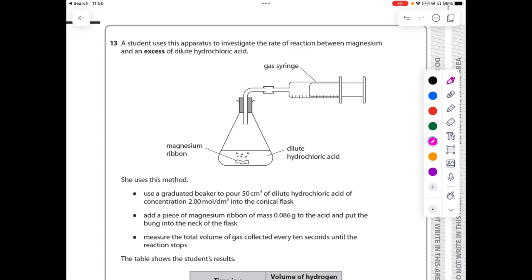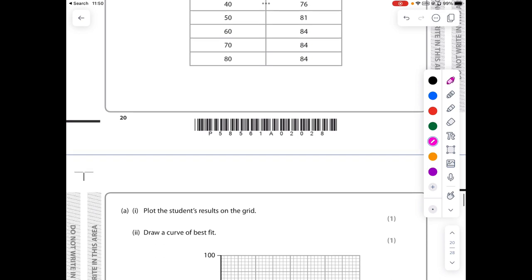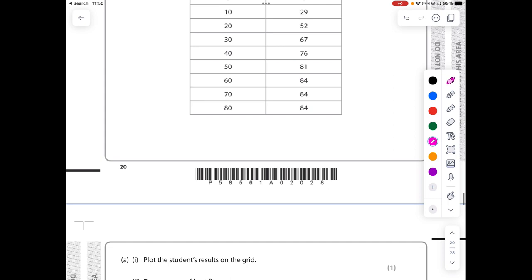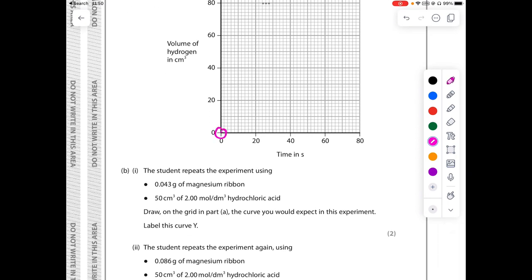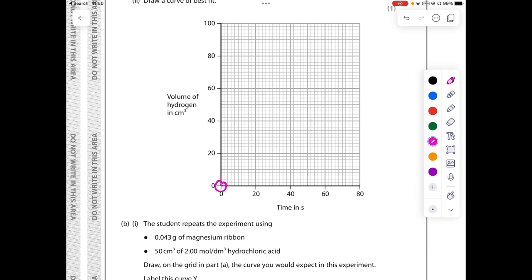So what is that? We have to use this data and plot the student's result. So when it is 0, it is 0. That is first point. Then when it is 10, it is 29. Then 20 is 52. 30 is 67. 40 is 76. 50 is 81. 60 is 84. 70 is 84. 80 is 84. So I'm going to join it out, joining all the points.